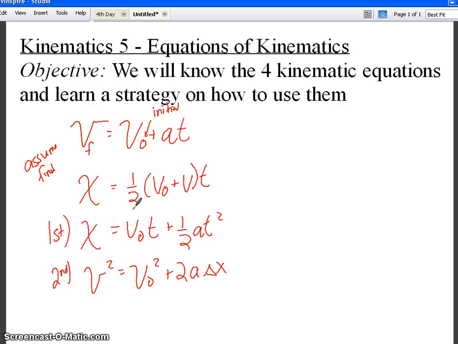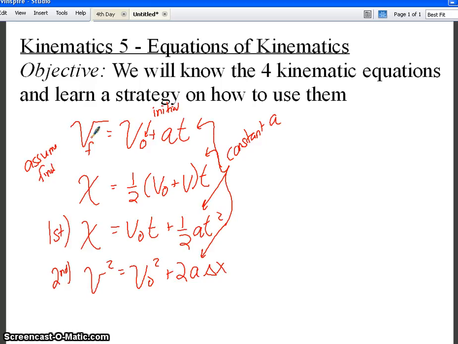One thing we have to assume is that this is for constant acceleration. Actually, I just realized I made a mistake. These are all assumed to be constant acceleration, all four, because if there's an initial velocity and a final velocity, there has to be some sort of acceleration going on there. Same thing here. So all these assume constant acceleration.